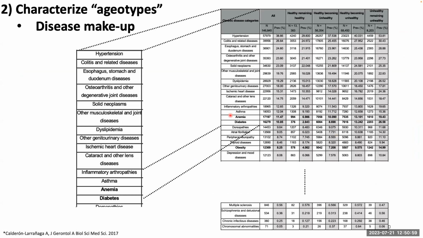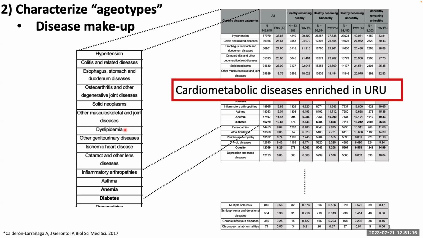And here is for you to see a bit more what these 60 disease categories that I mentioned before look like. So in the end, we had these ICD-10 codes mapped into these 60 categories, which can be summarized into hypertension, colitis, dyslipidemia, etc. And summarizing what we found there was that there was a cardiometabolic disease enrichment in the unhealthiest phenotype. So for example, you can see here diabetes in the whole cohort had a prevalence of 10%, but in the unhealthiest one, it went all the way up to 26%, whereas in the healthiest one, we had only 2%. And the same thing happened with more cardiac-related diseases.